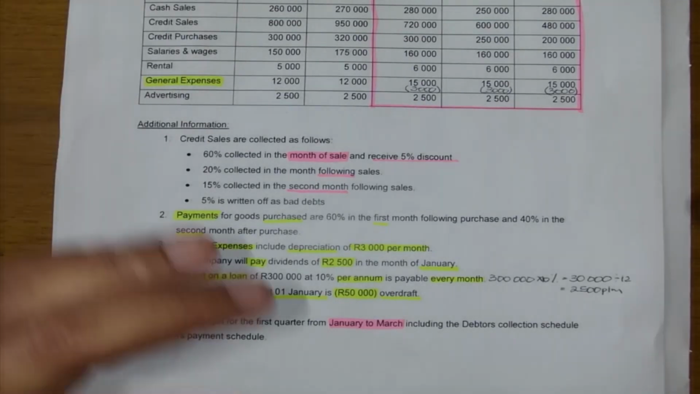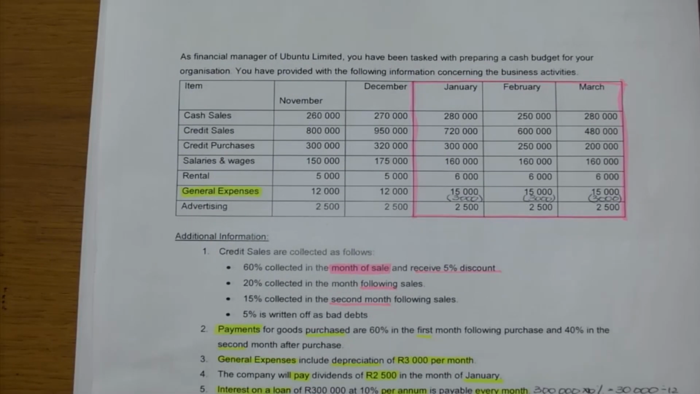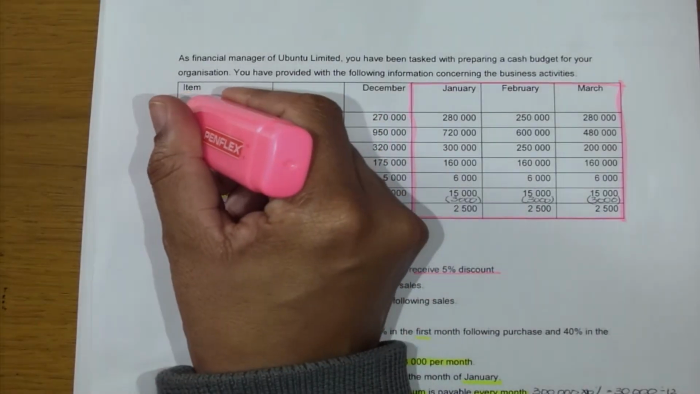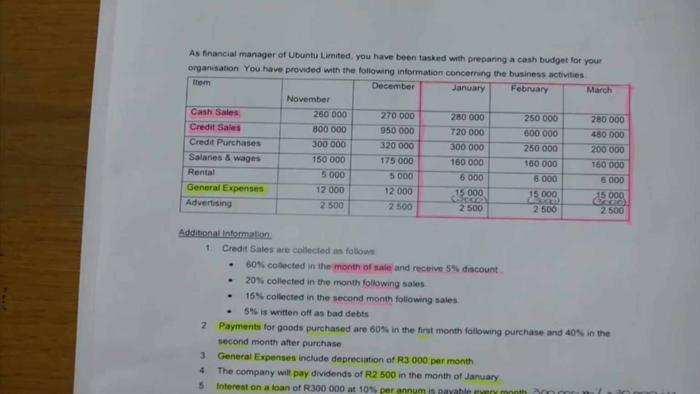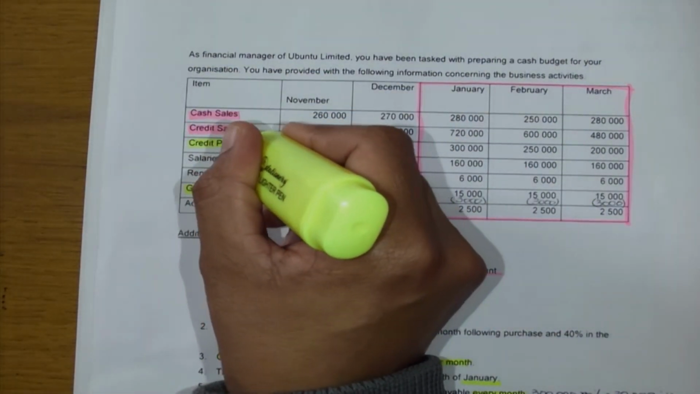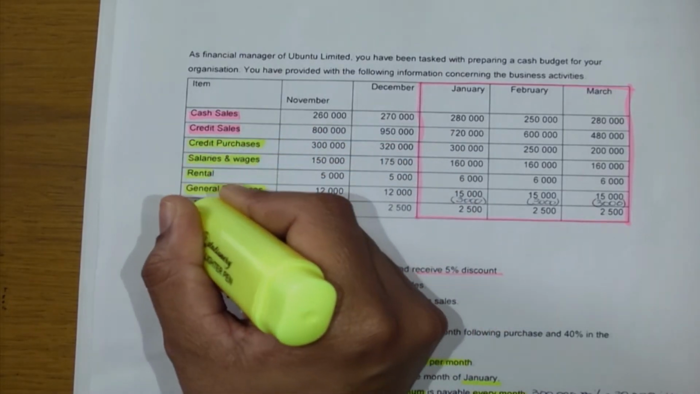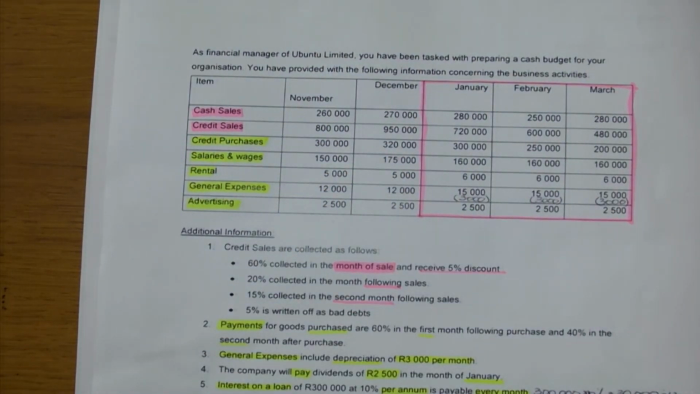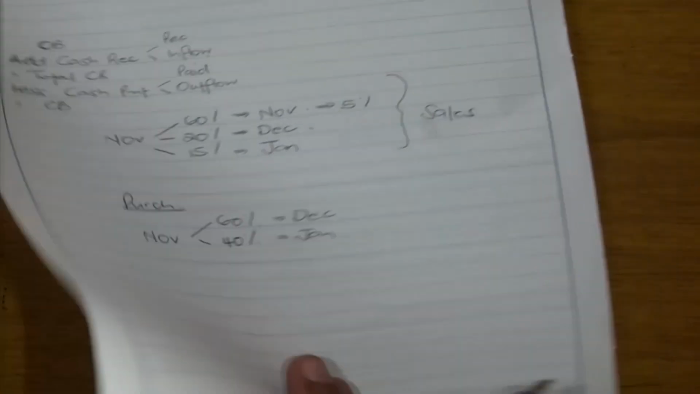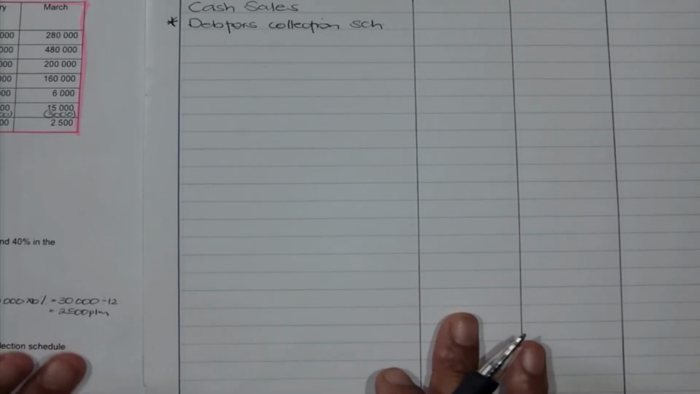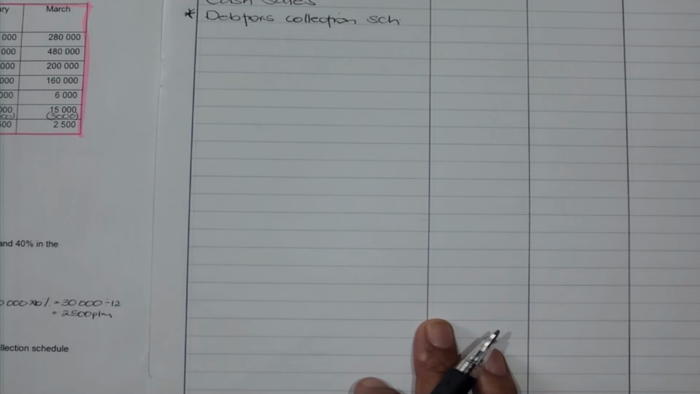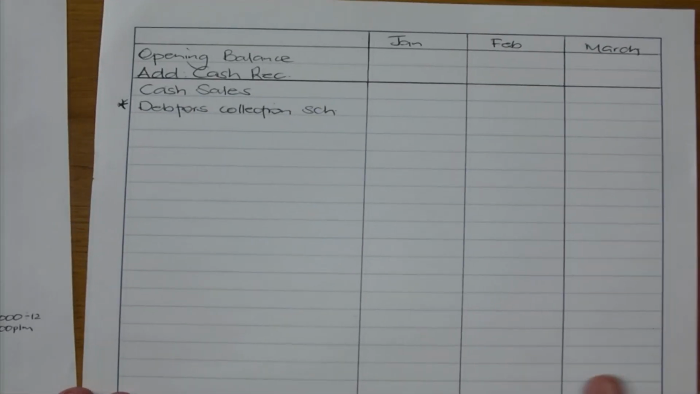Okay, so there is what I have, and then I go to my box, I highlight cash sales, we'll go to my income, credit sales, I'll use it with my income as well. Then I have my credit purchases, expense, salaries, wages, rental, and advertising will go under my expense or my payment section. Okay, now I'm ready to do my question. Okay, you can do this at the beginning or you can do it at the end. The calculation of your debtor schedule and the calculation of your creditor's schedule.